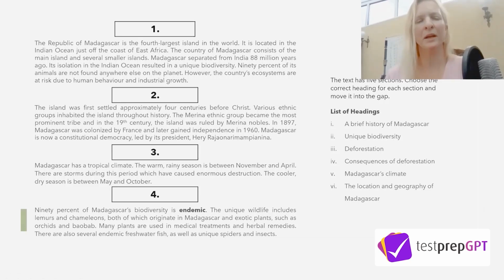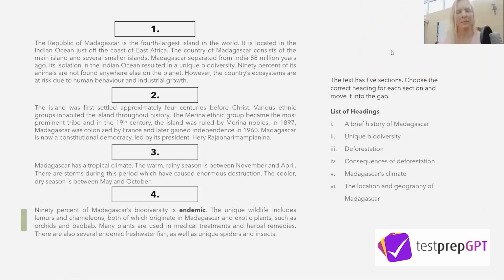So this passage is about Madagascar. And we're going to start by reading the first paragraph here. So the Republic of Madagascar is the 4th largest island in the world. It is located in the Indian Ocean, just off the coast of East Africa. The country of Madagascar consists of the main island and several smaller islands. Madagascar separated from India 88 million years ago. Its isolation in the Indian Ocean resulted in unique biodiversity. 90% of its animals are not found anywhere else on the planet.